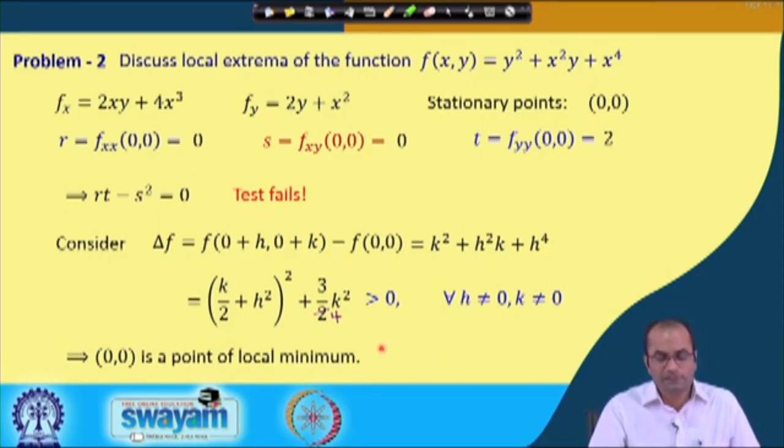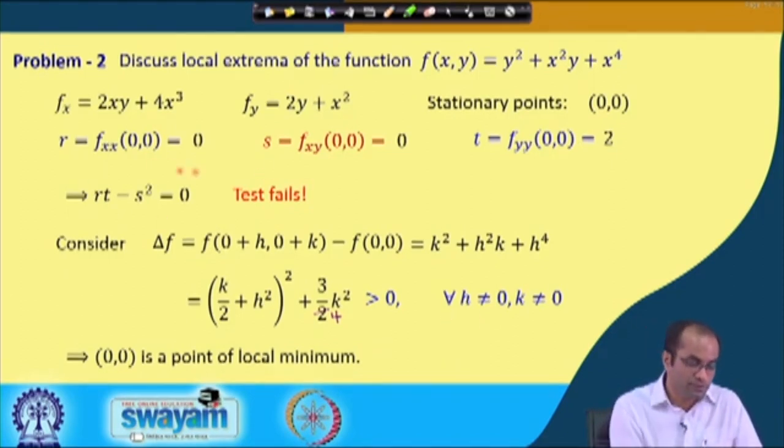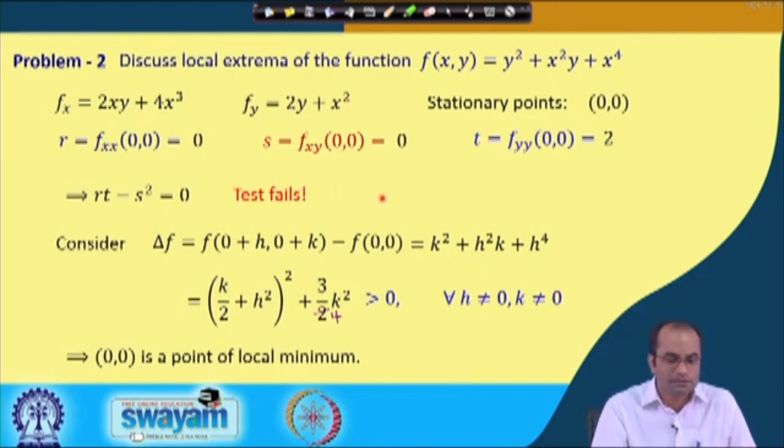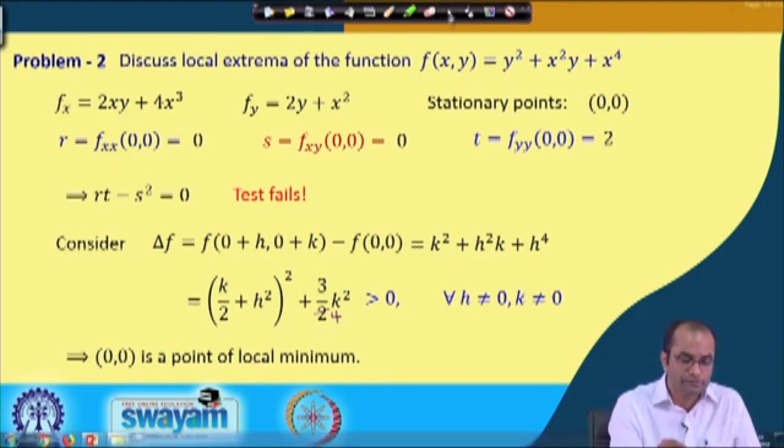So, it was easier in this case because the test fails. It was a sufficient condition, so we could not get any sufficient condition which can tell us about this local minimum, but this function was very easy to discuss directly the behavior, and we realized that whatever point we take in the neighborhood, this delta f will be positive, and hence this is a point of local minimum.